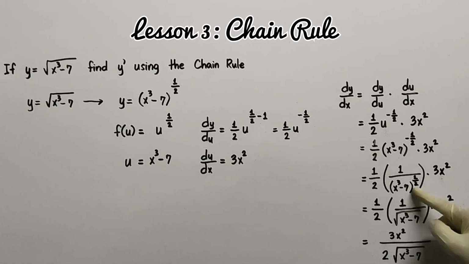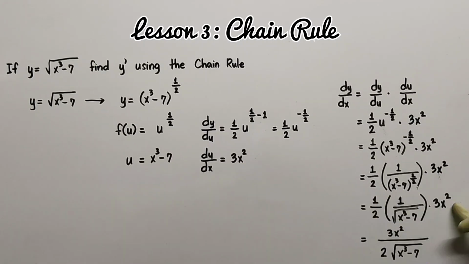We will now transform this to a radical expression, so that is equal to 1 over square root of x cubed minus 7. Multiplying the numerator, 1 times 1 times 3x squared, so we have 3x squared. And the denominator, 2 times the square root of x cubed minus 7.